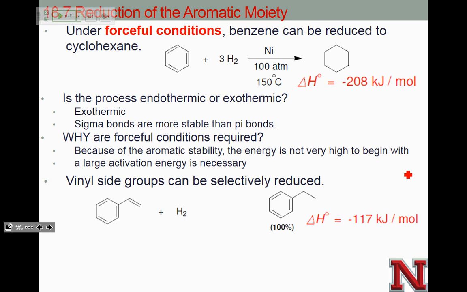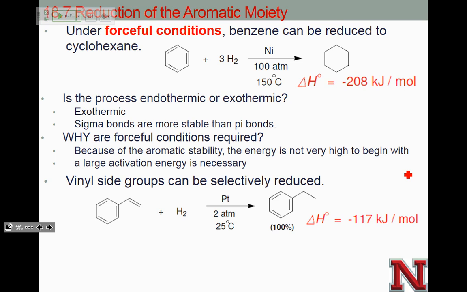If we use a lot less harsh conditions, it's a lot easier to reduce any double bonds that are not in the ring. So you can selectively reduce the double bonds outside of the benzene ring without touching the ring if you use typical conditions, like 2 atm and 25 degrees Celsius. Now remember, these conditions will also reduce aldehydes and ketones and carboxylic acid, so you have to be careful with H2.